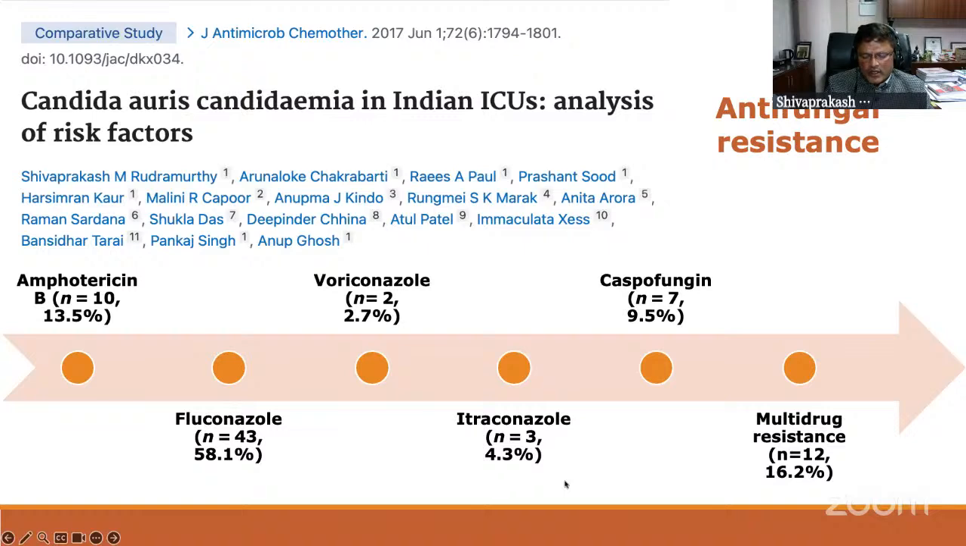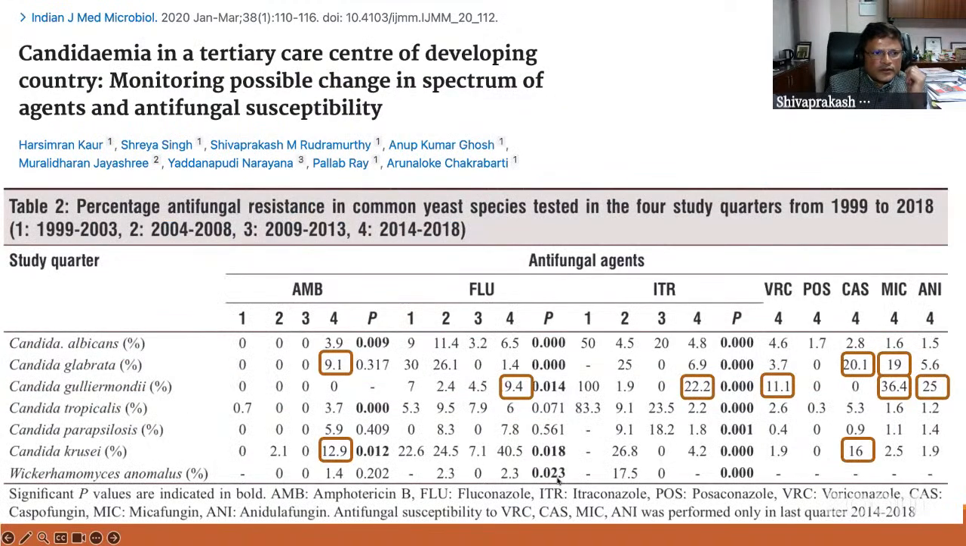So coming to this one, again, this is important data from our own center. We see a similar pattern, but this is just to highlight some important resistance. We are seeing amphotericin B resistance, Candida krusei being resistant to amphotericin B, and also fluconazole resistance in Candida guilliermondii, and also azole resistance in Candida glabrata, and echinocandin resistance in Candida glabrata, to micafungin.